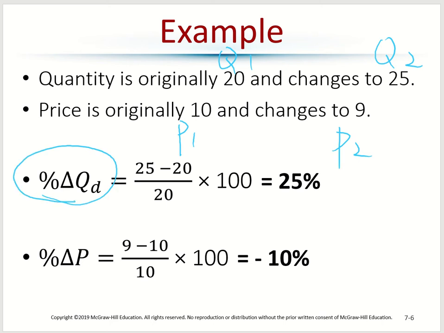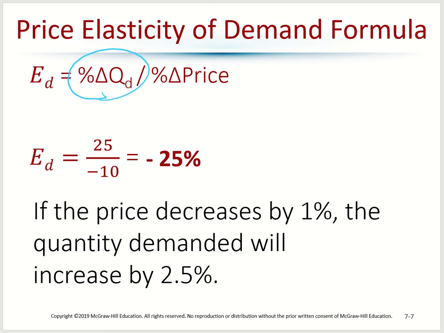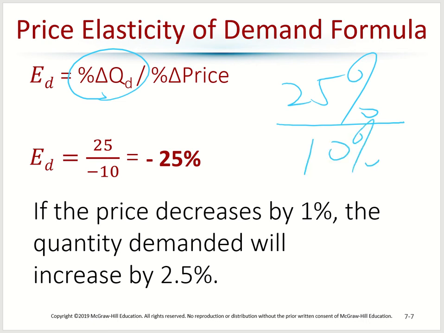The new number 25 minus the old number 20, divided by the old number 20, that's a 25% change. And then for price, new number 9 minus old number 10, divided by old number 10, times 100%, is a 10% change. And then last step, use your quantity change, which was a 25% change, divided by the price change, which will be a 10% change. So the answer should be a 2.5.